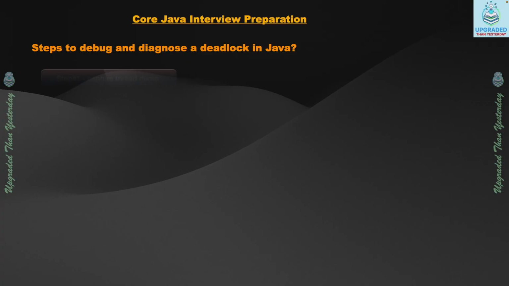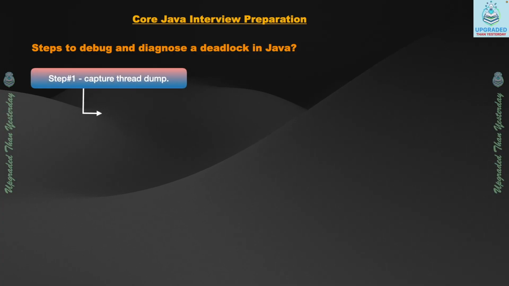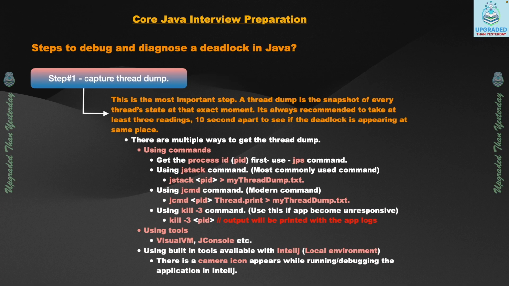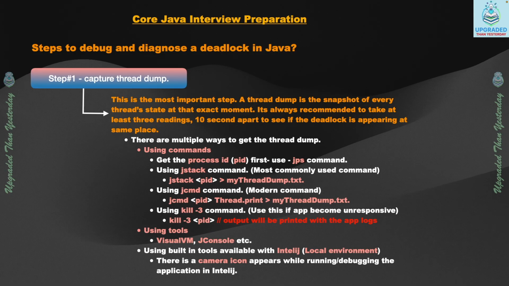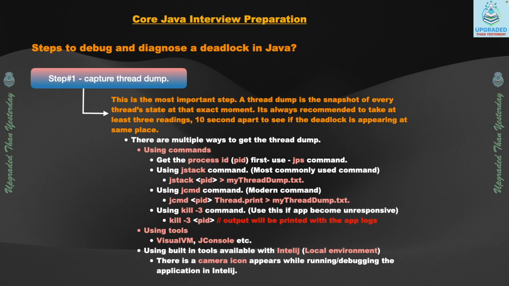Since the deadlock symptom is confirmed, we can jump into debugging. Let's start with Step 1, that is, capture the thread dump. There are multiple ways to collect a thread dump. For example, using commands. To use commands, first get the Java process ID using the command jps. There are three commands available to get a thread dump. The first command is jstack. This is the most commonly used command and was introduced in Java 5. Syntax is jstack, Java process ID, then output file name.